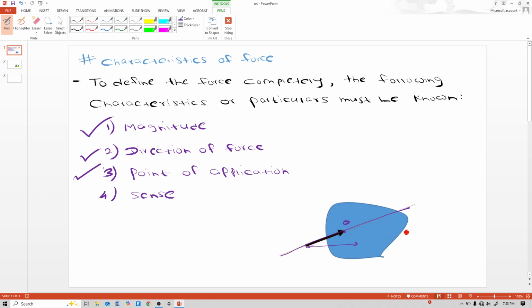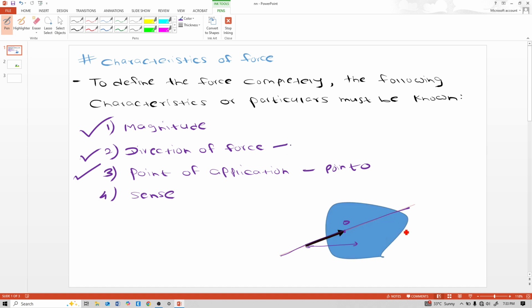Now next is point of application. Listen to the definition of point of application. It is the point on the body at which the force can be assumed to be concentrated. So this is a random body, this is the force, and this force is concentrated at point O. So this point O is the point of application.